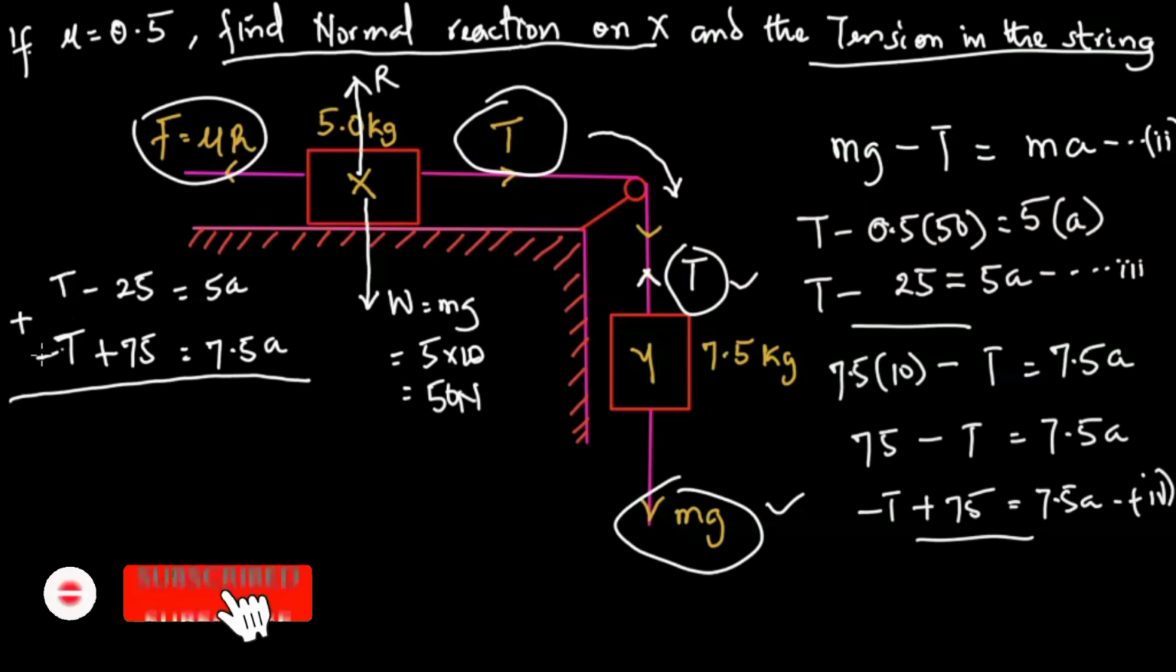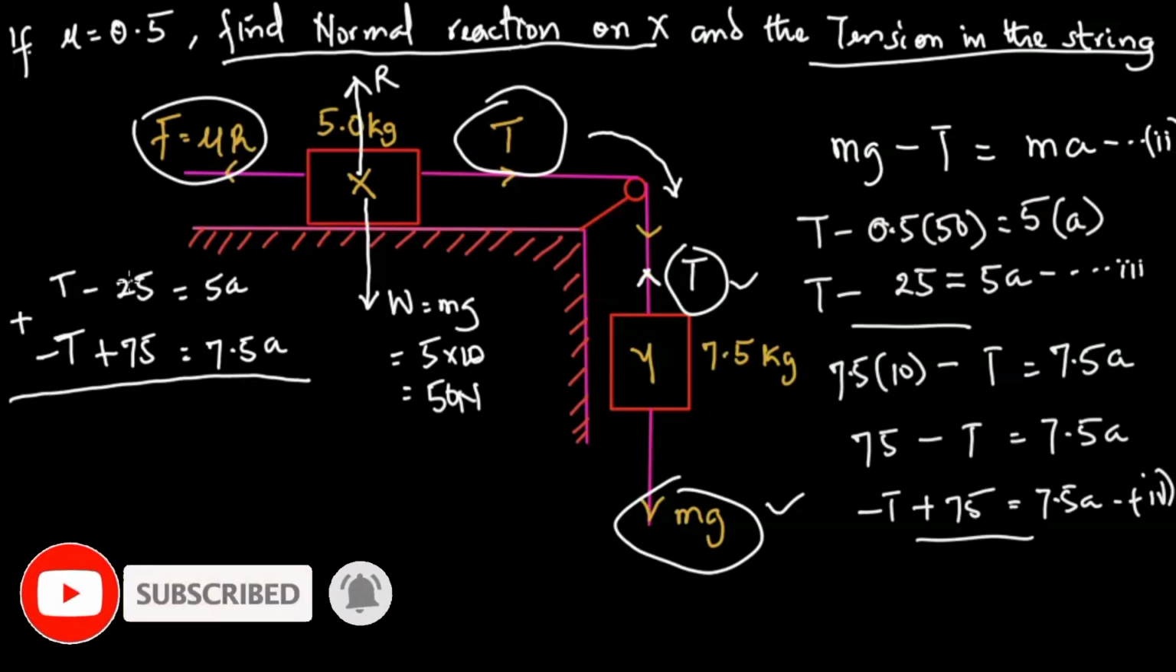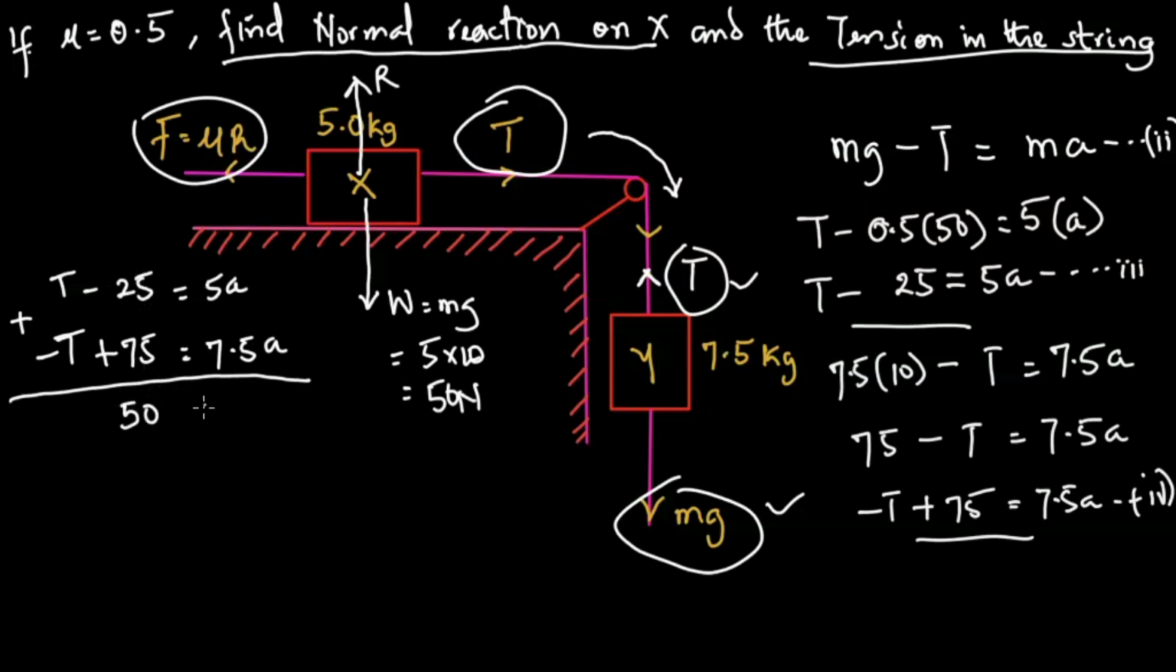T plus minus T gives us 0. Minus 25 plus 75 gives us 50. And that is equal to 5a plus 7.5a, which gives us 12.5a. When you divide both sides by 12.5, you have a equal to 50 divided by 12.5, and when you type this in your calculator, you get 4 meters per second squared.